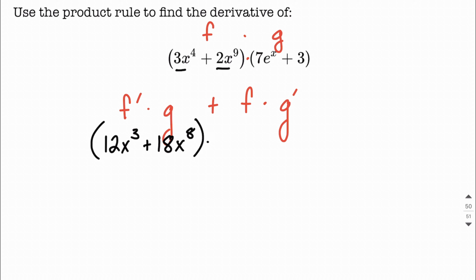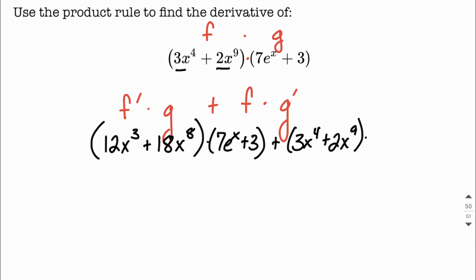Next, we want to multiply this by our g. So I just need to copy down 7 e to the x plus 3, that's what I'm treating as our g. Next to that, we're going to add. Next is copy down f. So again, big set of parentheses here, 3x to the 4th plus 2x to the 9th. All that just got copied down. It's a cut and paste.